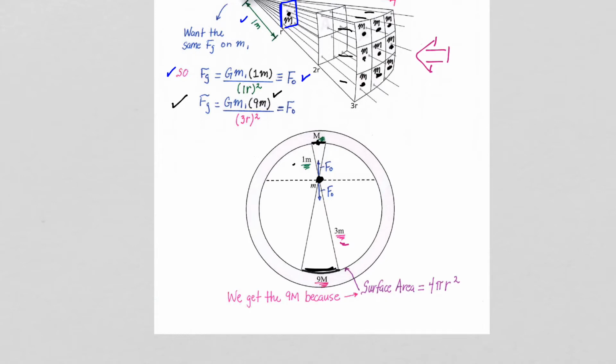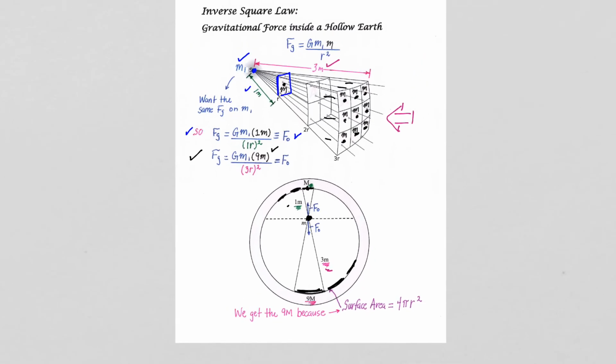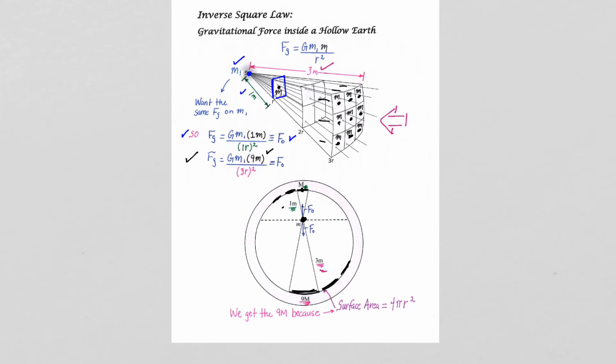And I showed it for this one orientation, but as we would go around, that orientation would hold. So we would just keep going around with an M and a 9M, another M and a 9M. So there would be no net force. And that is the most important thing. You will not have to go through an inverse square proof like we have here. But you do need to know there is no force inside a hollowed out shell.